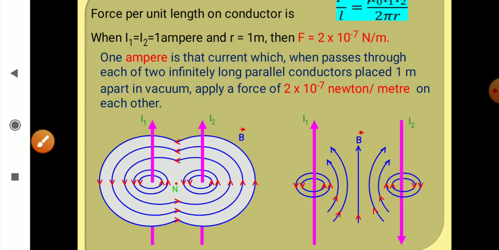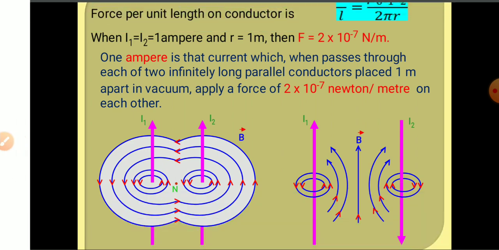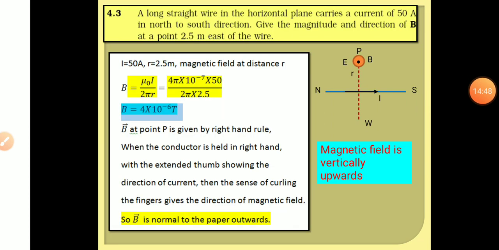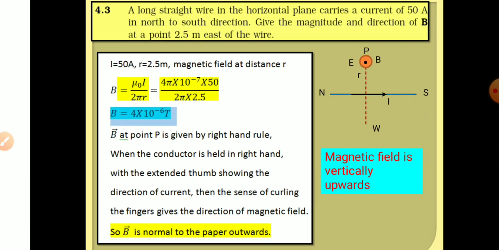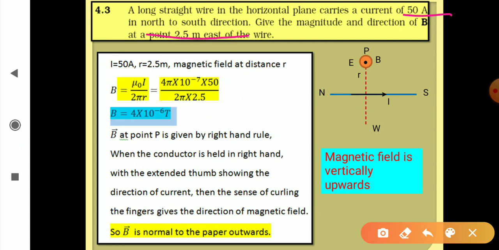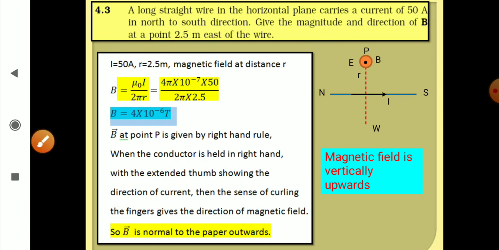So now let us move to a numerical problem from your NCERT book. A long straight wire in a horizontal plane carries a current of 50 ampere in north to south direction. Give the magnitude and direction of B at a point P 2.5 meter east of the wire. So here you should be very clear about the directions.